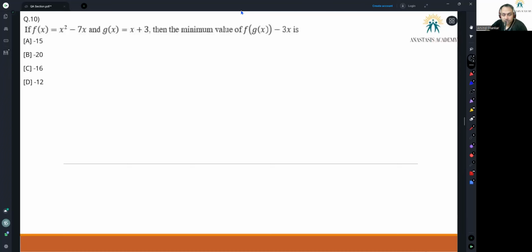Okay, if f(x) is equal to x square minus 7x and g(x) is equal to x plus 3, then the minimum value of f(g(x)) minus 3x is. ठीक है? g(x) यहाँ पे रखना है. So I have (x plus 3) whole square minus 7 times of (x plus 3) minus 3x. We need the minimum value of this function.